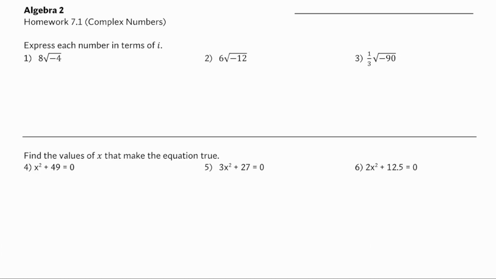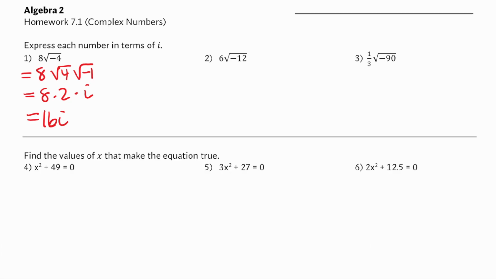terms of i. Okay, so 8 times the square root of negative 4 would be 8 times the square root of 4 times the square root of negative 1. And we're calling the square root of negative 1 i now. So that's 8 times 2 times i, so that's going to be 16i.